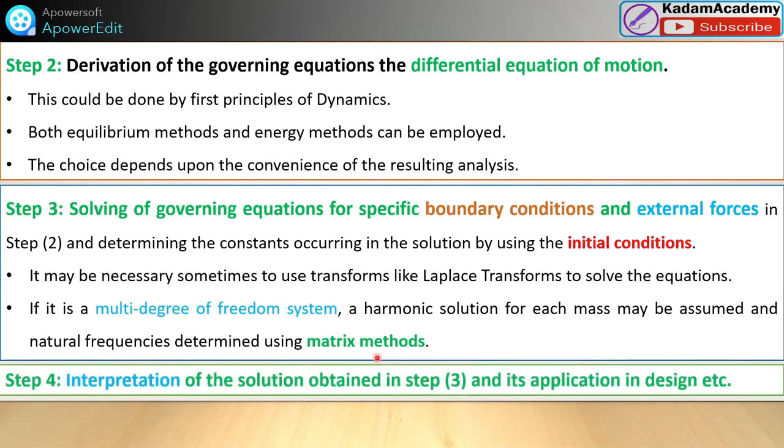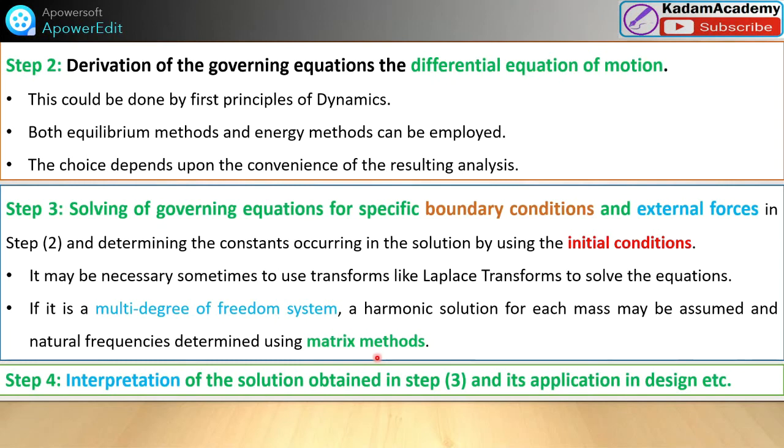Friends, the last step is the interpretation of the results of the mathematical equation. After getting the solutions, these results obtained in step 3 are applied in design, as vibration is an applied science. The solution of the governing equation gives the displacement, the amplitude, and after that we can calculate the velocity. Similarly, we can calculate the acceleration, time period, frequency, natural frequency, and different masses of the system, and the analysis of the vibrating system can be done using the above results.